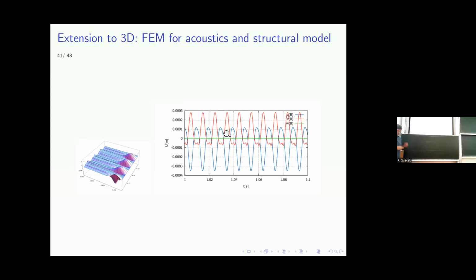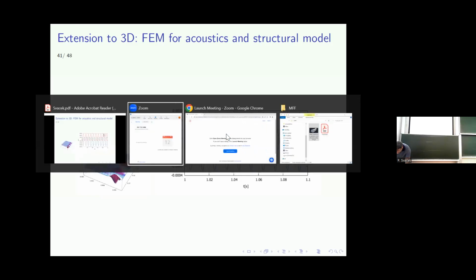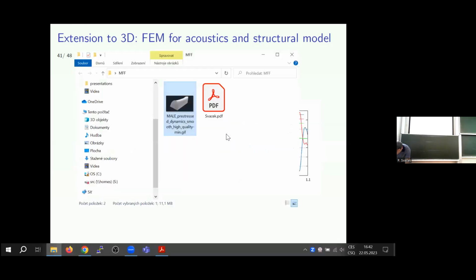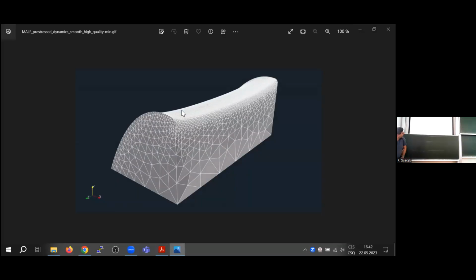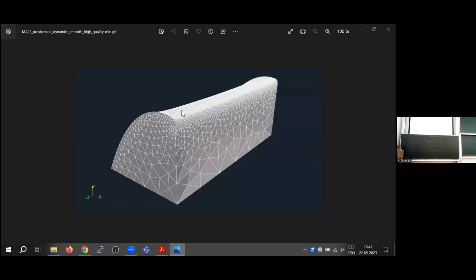You can see that we have some vibration, which corresponds again well to the results of what were in the reference. Okay, this is the vibration, which is a periodic phenomenon, and these are the vibrations of the vocal fold.